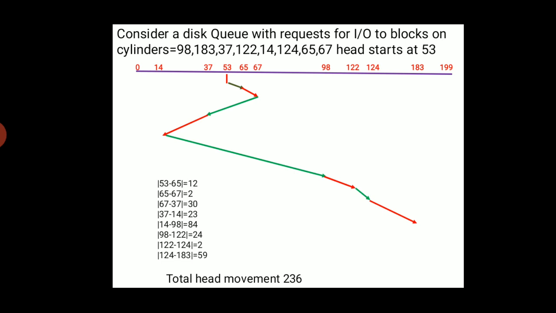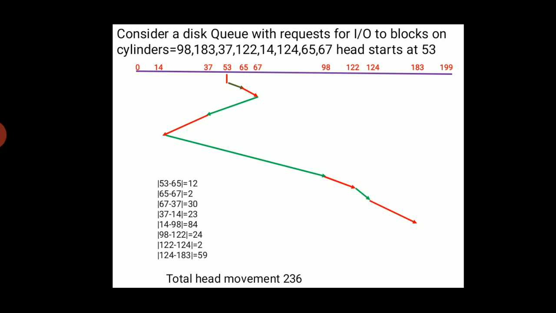After drawing the graph, next we need to find the seek time from the current position to the next track. First, the seek time from 53 to 65: the difference, the magnitude, is 12. Again, while moving from 65 to 67, the difference is 2, so the seek time is 2. From 67 to 37, the seek time is 30. Similarly, from 37 to 14, the difference, the magnitude, is 23. Again from 14 to 98, the distance is 84.